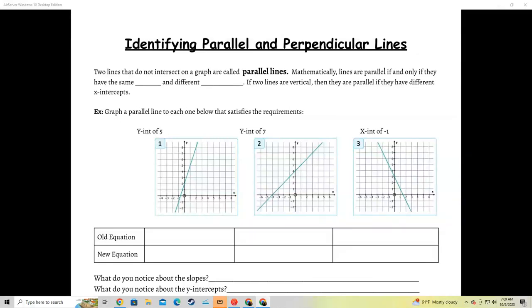Today's notes are identifying parallel and perpendicular lines. We say that two lines that do not intersect on a graph are called parallel lines. Mathematically, lines are parallel if and only if they have the same slope and different y-intercept. So let me go ahead and jump in and start writing this down.